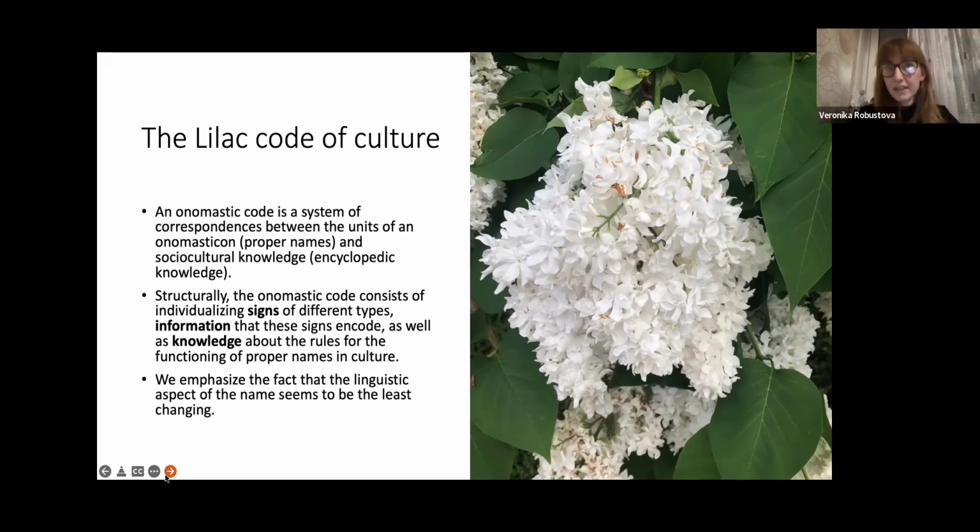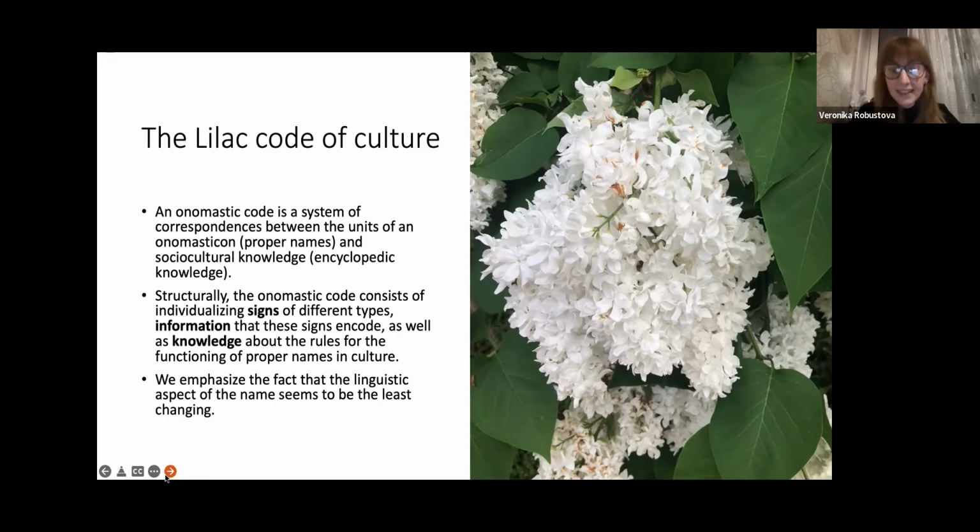Of course, now I mean that's encyclopedic information, not linguistic information, as well as knowledge about the rules for the functioning of proper names in culture, and especially associations connected with this or that name. Because as time goes, we forget about some names, about some famous people who were famous maybe at the beginning of the 20th century, and now we don't remember them. And sometimes the names, the phytonyms, the names of lilac and of different flowers, help us to preserve our history.